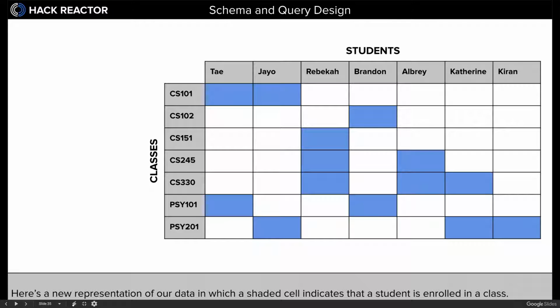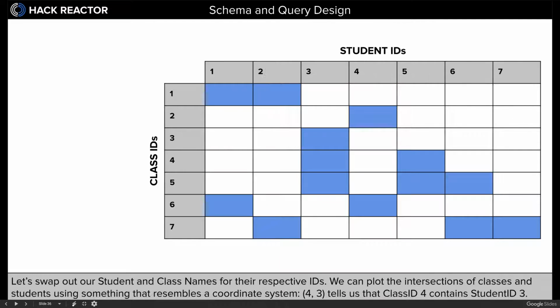So this is just an overview of what we'd be dealing with. It's a representation of our data in a shaded cell format, and it's showing you which students are enrolled in which classes. So this is just a visualization of what we're working with here. If we swap out the student IDs versus the class IDs, we can plot the intersections of the classes and students using something that resembles a coordinate system. This tells us that class ID 4 contains student ID 3. You won't be looking at anything like this. This isn't what it actually looks like, but it gives you an idea of how we would solve this problem.